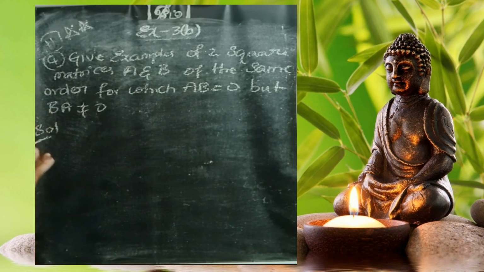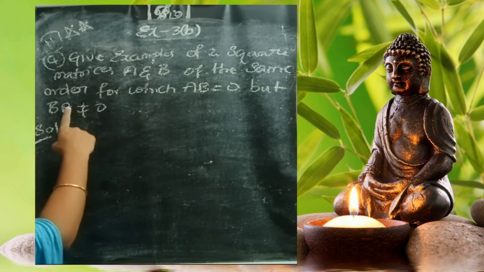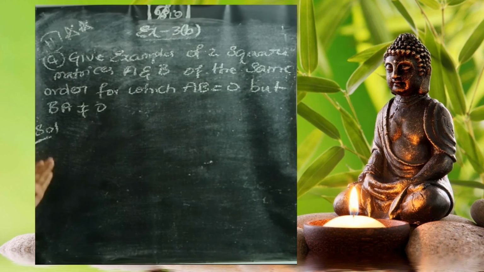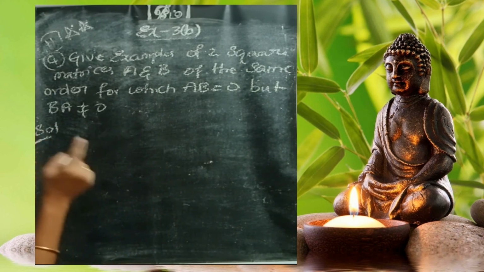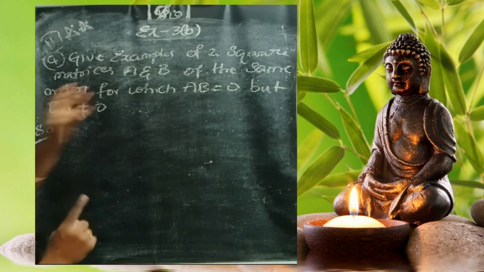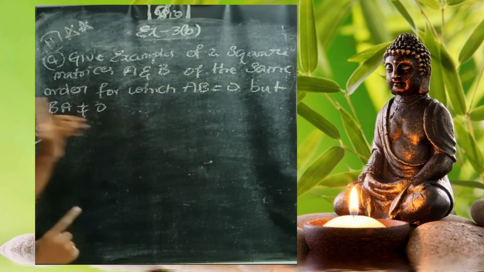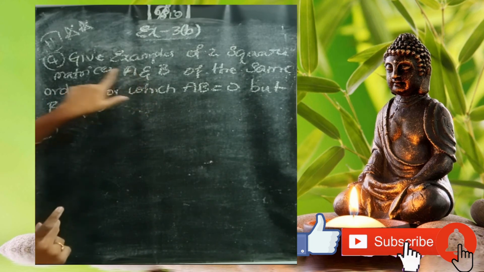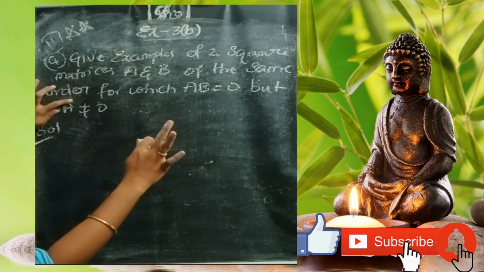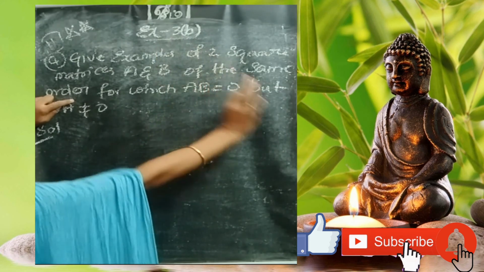Give examples of two square matrices A and B of the same order for which AB equals 0 but BA is not equal to 0. Okay, that is your wish. Take any matrix, that is the example. Take any matrix, but we have to prove AB should be equal to 0. But if you do BA, it should not be equal to 0, and one condition is there: the order should be the same, and you have to take square matrices only.